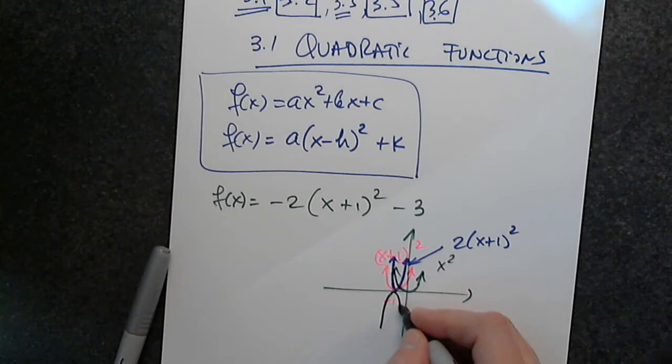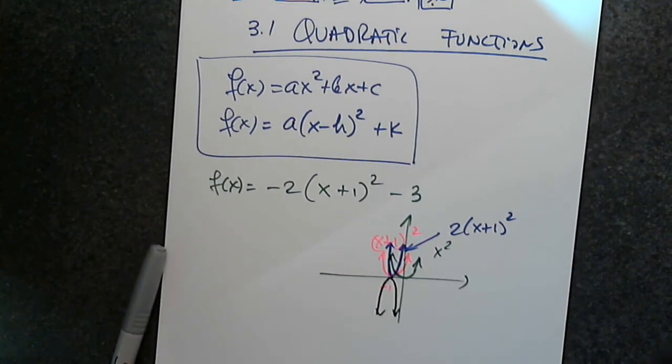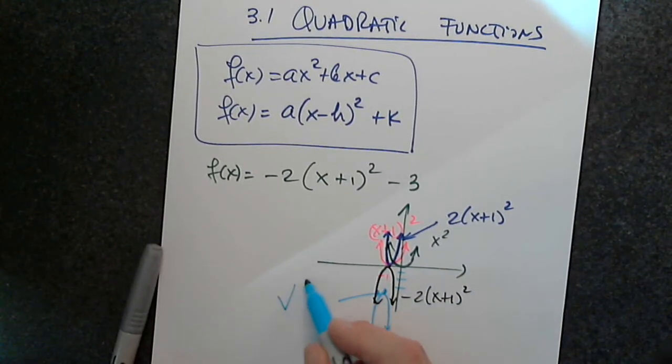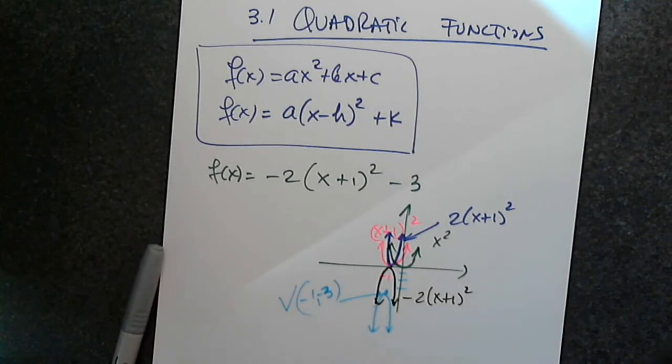Exactly all those symbols that I showed you with my hand, my arms. So this is negative 2 times (x plus 1) squared. And then you said, okay, now you have to shift it down 3. So it's done. Right here. So here's the graph. I know for sure that the vertex is negative 1, negative 3. There is no secret there.